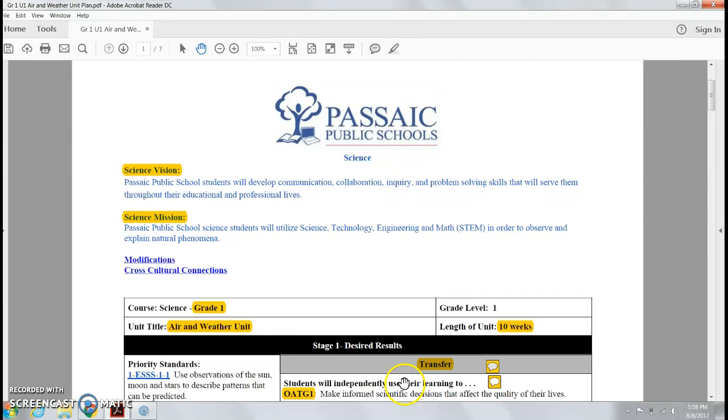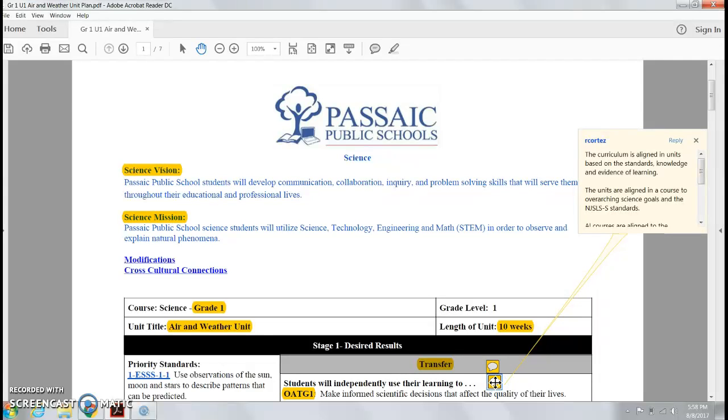Underneath that, you're noticing there's this OATG1. So this is overarching transfer goal. So the transfer goal for the unit is specific to the content of that unit. But there are also overarching transfer goals. So what are those? So overarching transfer goals, they basically come from the curriculum and aligned to the science vision and mission and also the district vision and mission.